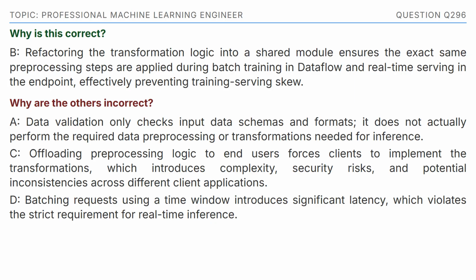Why are the others incorrect? A. Data validation only checks input data schemas and formats. It does not actually perform the required data pre-processing or transformations needed for inference. C. Offloading pre-processing logic to end users forces clients to implement the transformations, which introduces complexity, security risks, and potential inconsistencies across different client applications. D. Batching requests using a time window introduces significant latency, which violates the strict requirement for real-time inference.